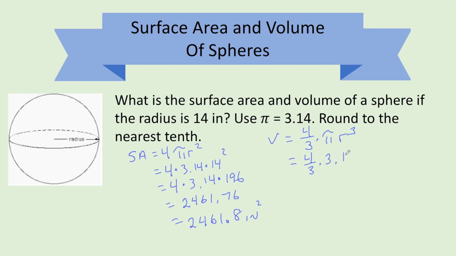Volume right off the formula sheet, 4/3 pi r to the third power. 4/3, 3.14, 14 cubed. 4/3 times 3.14 times 14 cubed, which is 2744. Take these numbers, plug them into your calculator, multiply all these across, and then just divide by 3. When you get that, you're going to end up at 11,488.21. We're just going to keep it at the 0.2, and we are dealing with inches to the third power. Very straightforward on these.